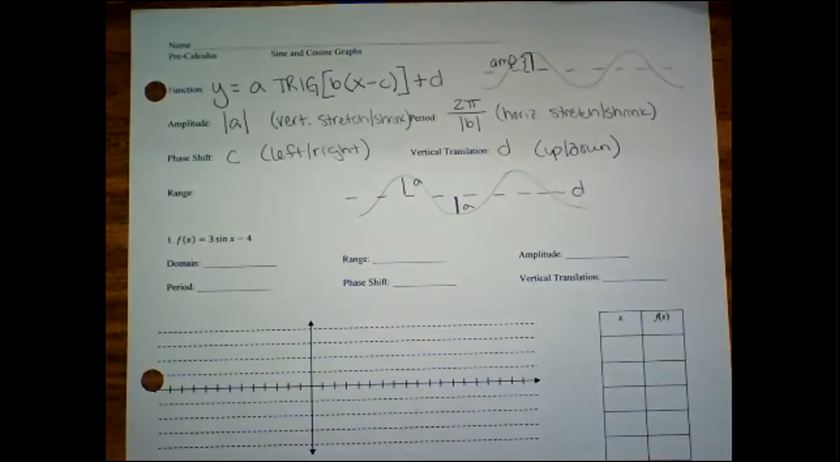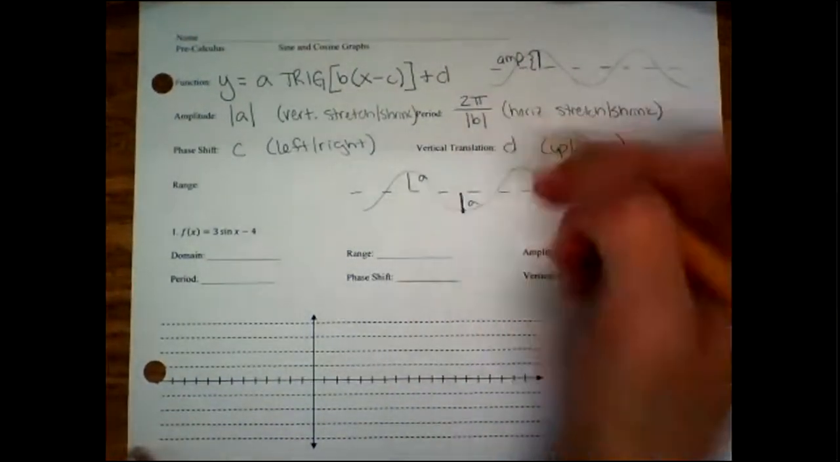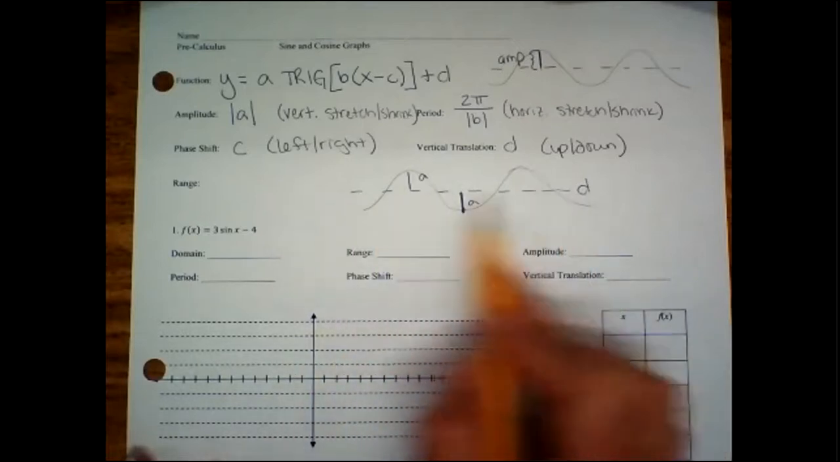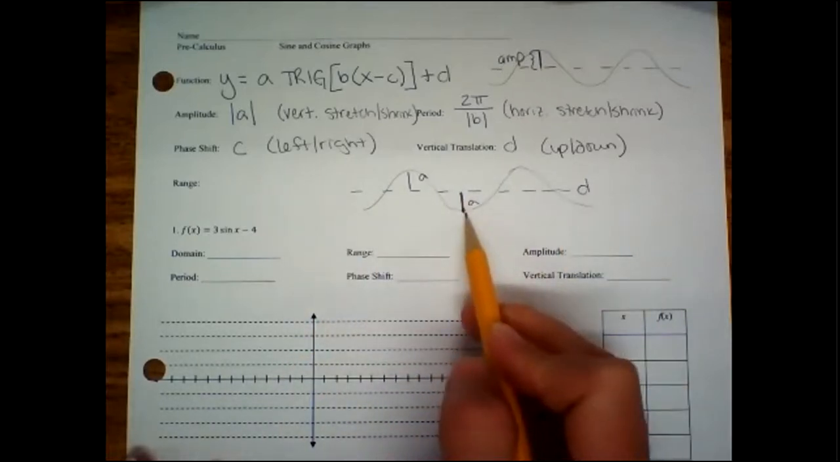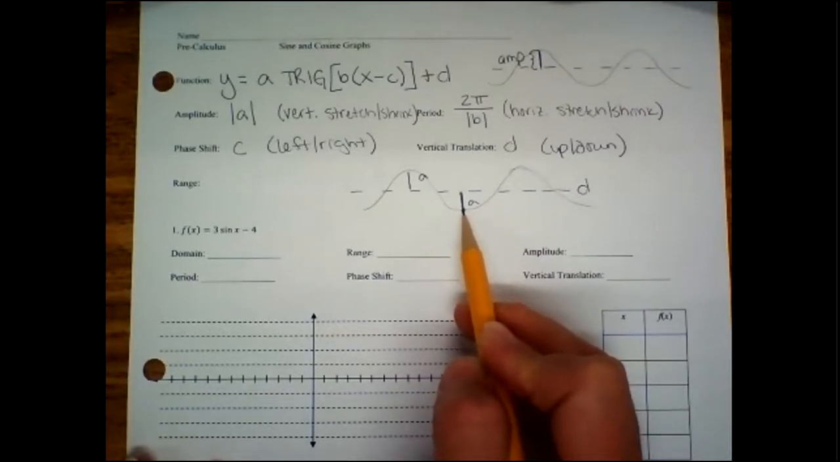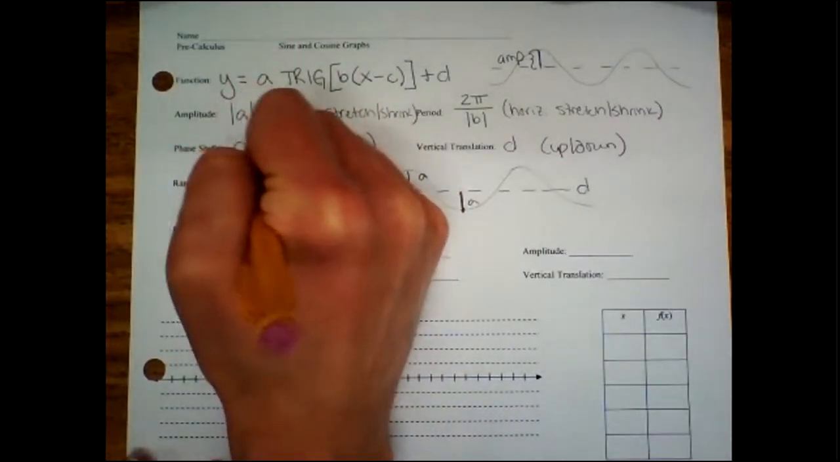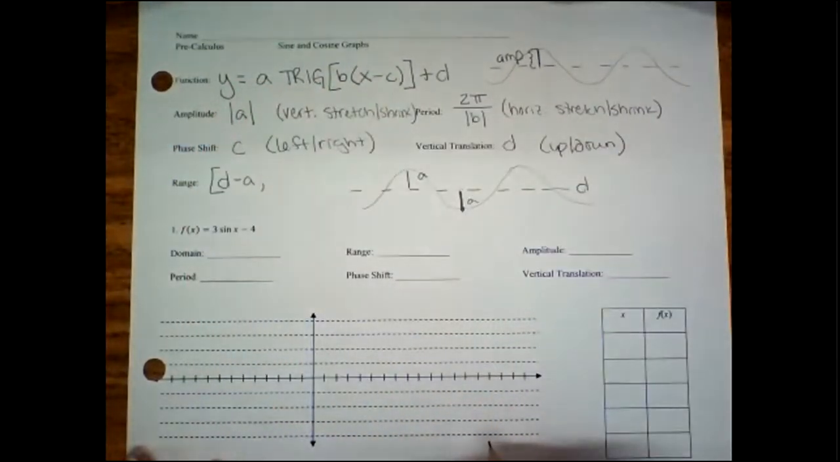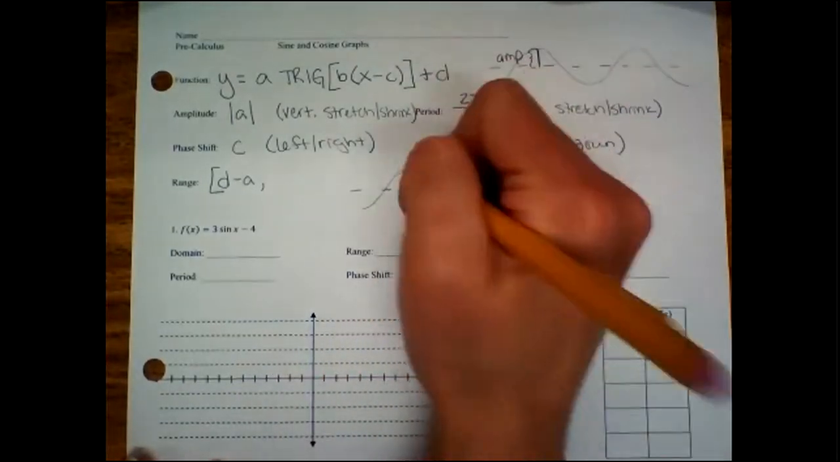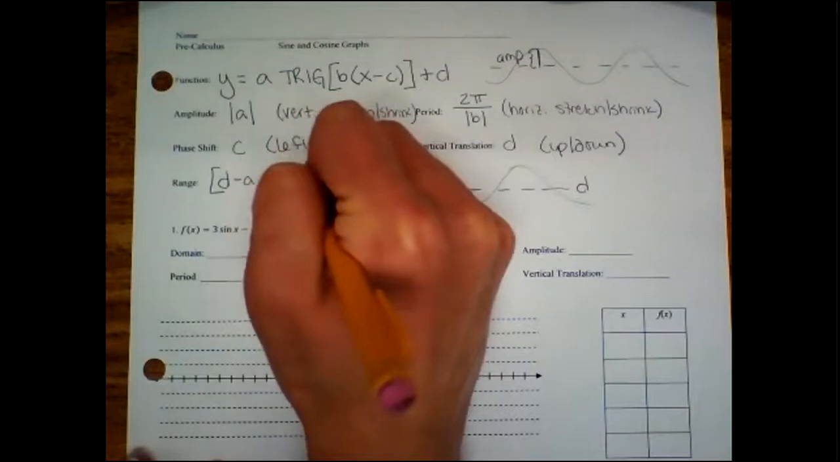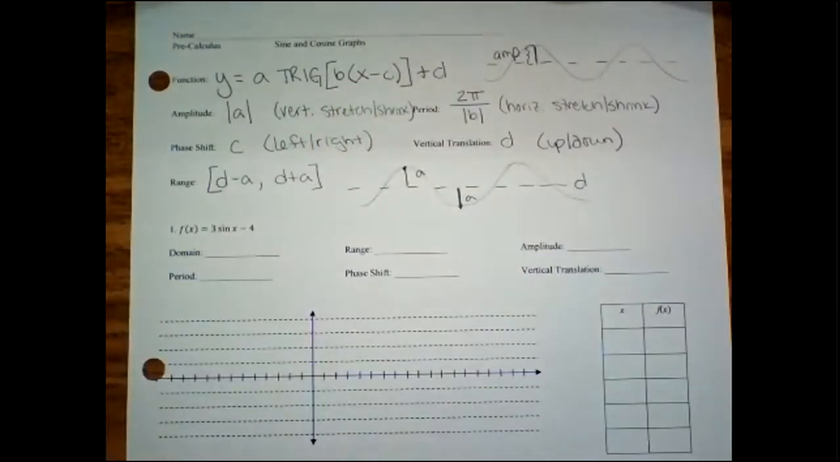So your range, how could you get this low point? If D is the center and this distance is A, how could you figure out that value? Yeah, D minus A, good. Your low point is going to be D minus A. And then what's your high point going to be, the high point of the wave? D plus A, good. It's the center line plus or minus whatever your amplitude is.